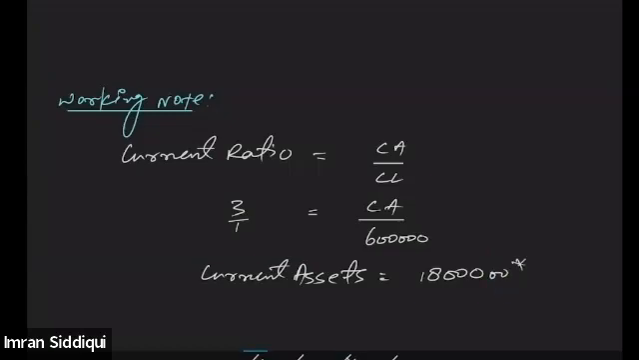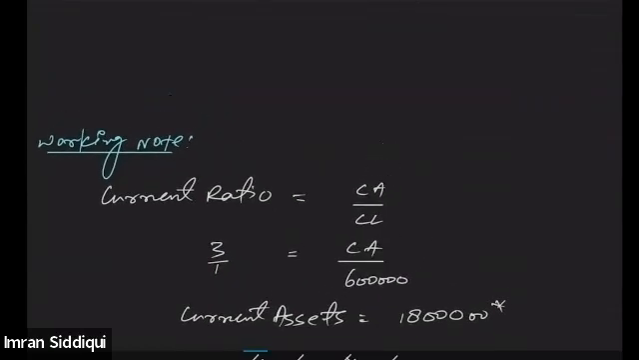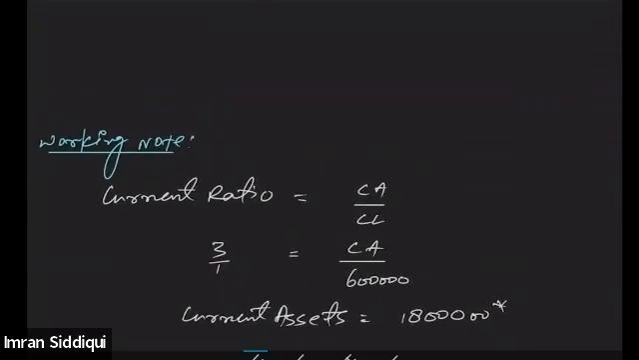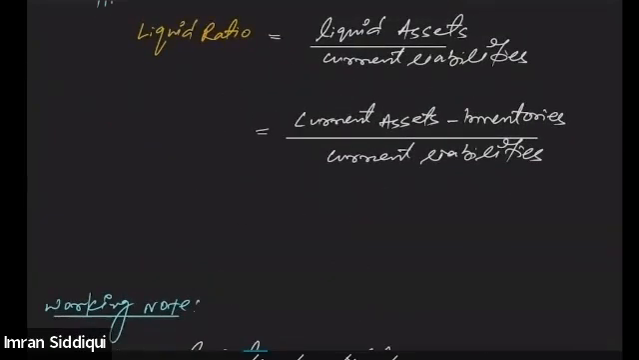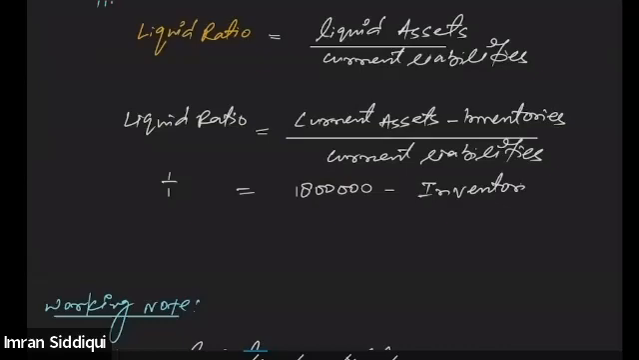Is that clear, Evan? Yes or no? Yes, sir, it's clear. Okay, now we can take the value of the current asset in the formula. In place of liquid ratio, we can simply write 1/1, 1:1, right? In place of current asset, we can write 18 lakhs minus inventories. Inventory is something that we need to find out. And current liability is already given in the question, 6 lakh.